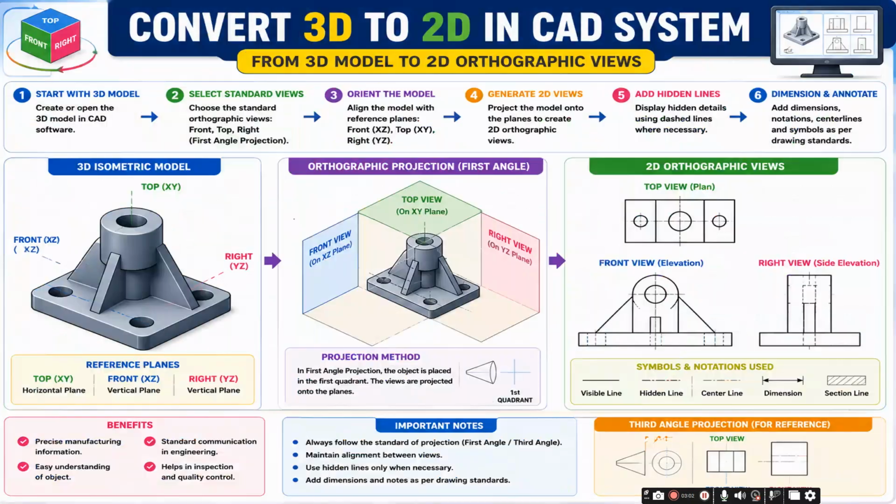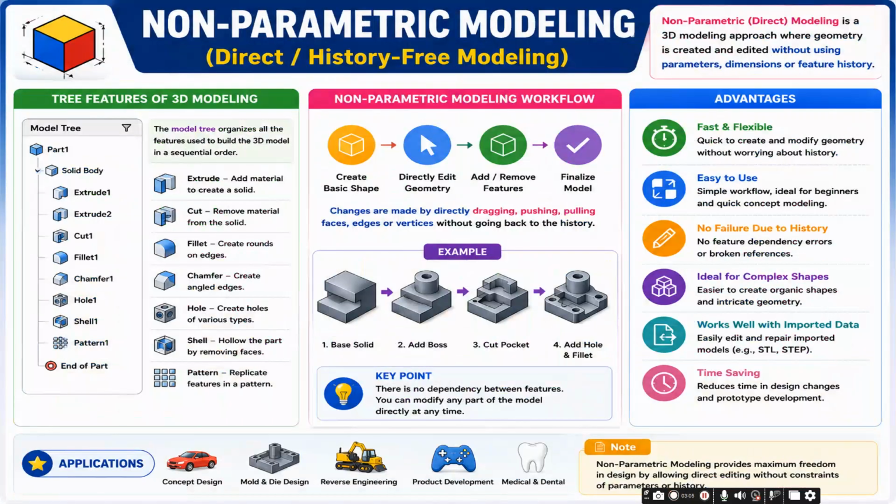Non-parametric model: a direct, history-free approach for free modeling. The features of 3D modeling include extrude, cut, fillet, chamfer, hole, shell and pattern. The non-parametric modeling workflow: create a basic shape, directly edit the geometry, add or remove features, and finalize the model. Changes are made by directly dragging, pushing and pulling faces and edges without going back to the history. Example: base solid, add boss, cut pocket, and add hole and fillet.